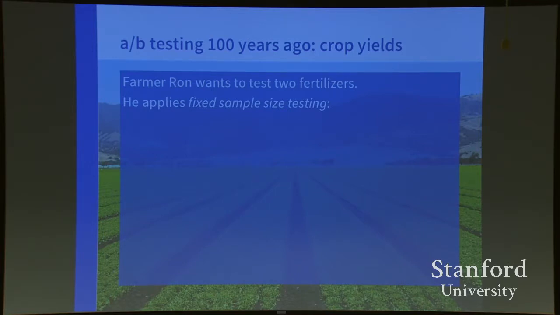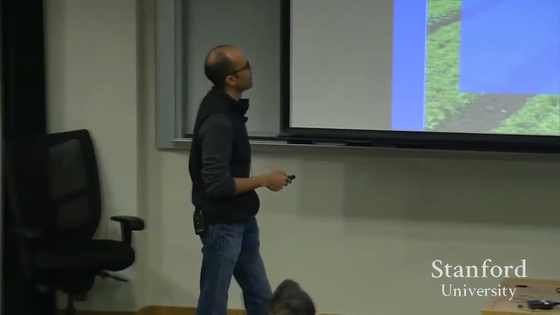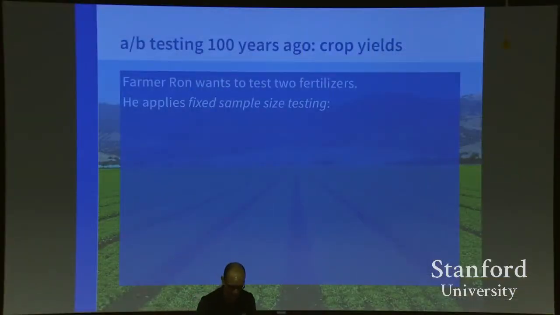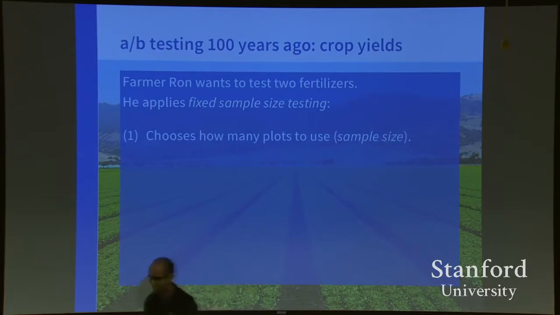So the way you are taught, if you take a Stats 101 class or you read an experimental design book, the way you're taught to do this experiment is to apply what's called fixed sample size testing. Okay, and I'm going to walk you through how it works. Again, just to reemphasize, I am doing things from first principles, so my apologies if this is old hat to many of you. But hopefully, for those of you for whom it's not, this just sets context correctly.